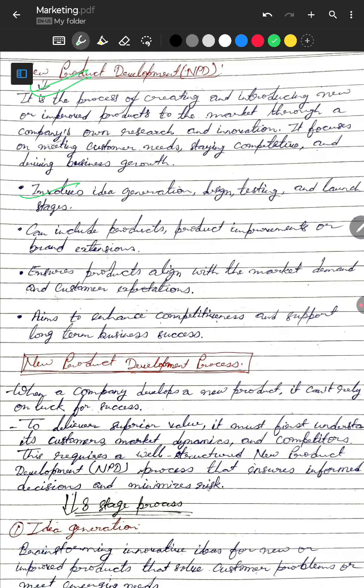Next, the topic given is the new product development process. So what are the different processes? When a company develops a new product, it can't rely on luck for success. If a company wants the new product to be a success, then it should not depend on luck. To deliver superior value, the company must first understand its customers, market dynamics, and competitors.